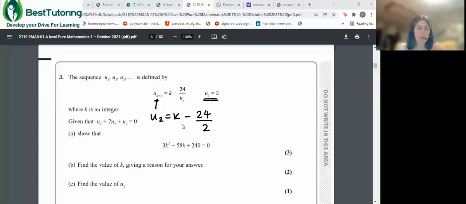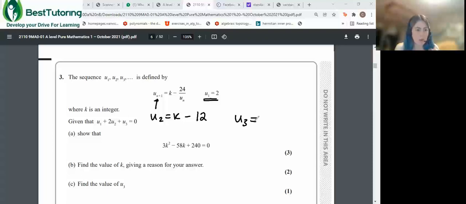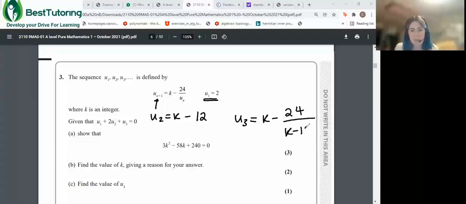Okay, just to double check that we're all on the right track with substituting into this equation. So if u2 is k minus 24 over 2, so if u2 is k minus 12, can anyone tell me what u3 is using u2? Anusha, do you know what u3 is using this equation and u2? K minus 24 over k minus 12. Okay, brilliant, well done. So that's just to check you've all got that far, okay? Now you can all put it together, hopefully. Thank you, Anusha.